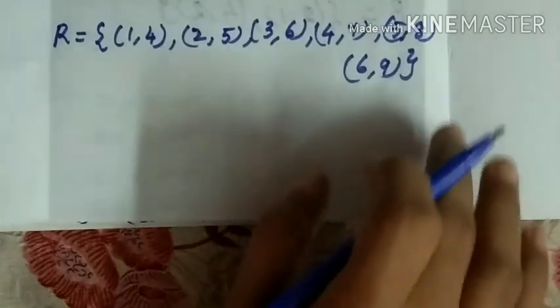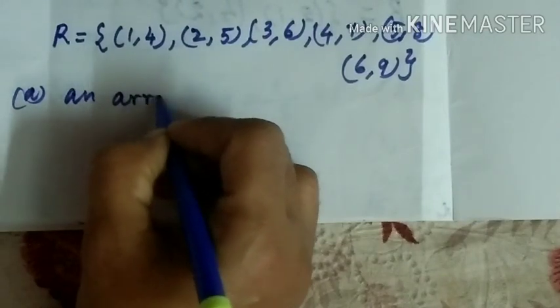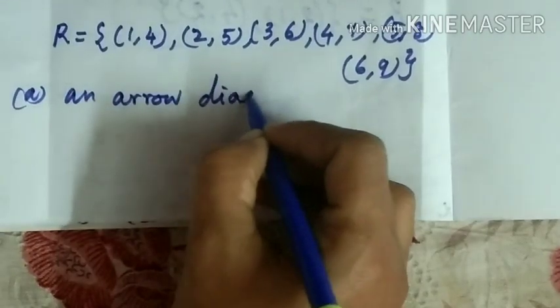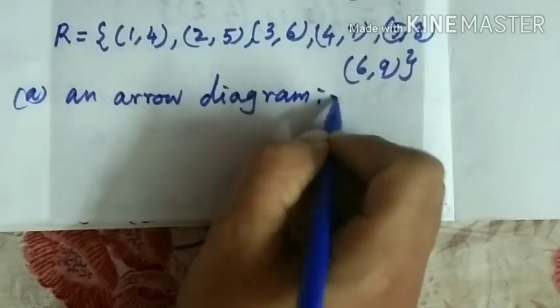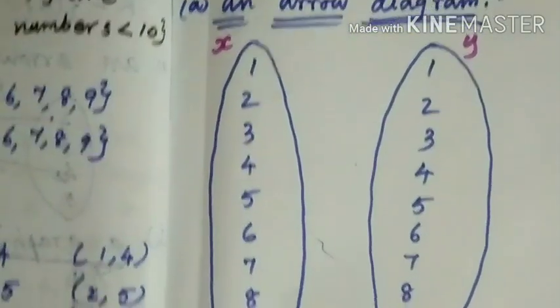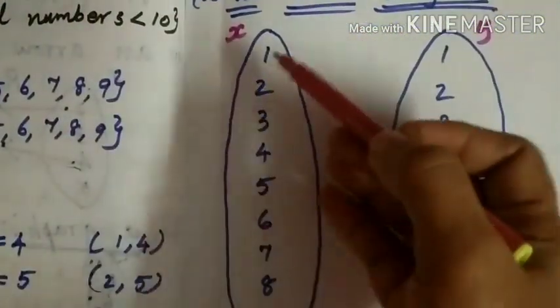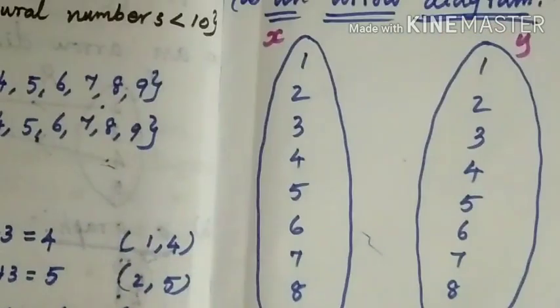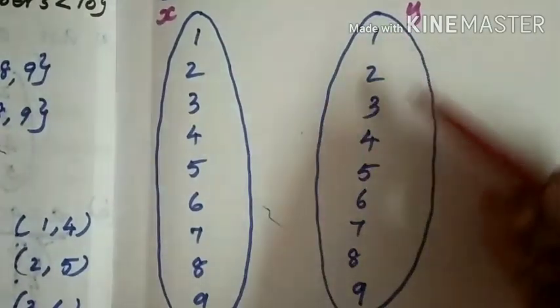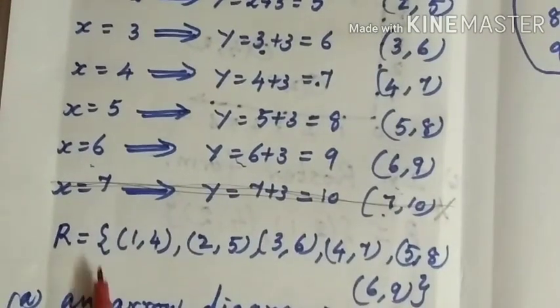So next we represent this in an arrow diagram. See, in an arrow diagram, first you write the given x set, 1 to 9, in the first oval shape. Then the next given y set, also 1 to 9, in the next oval shape. So now you relate by using this relation's ordered pairs.